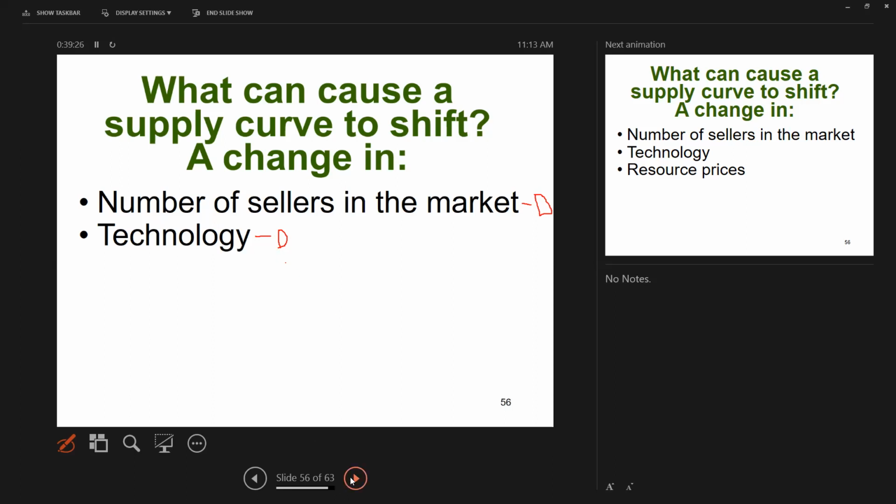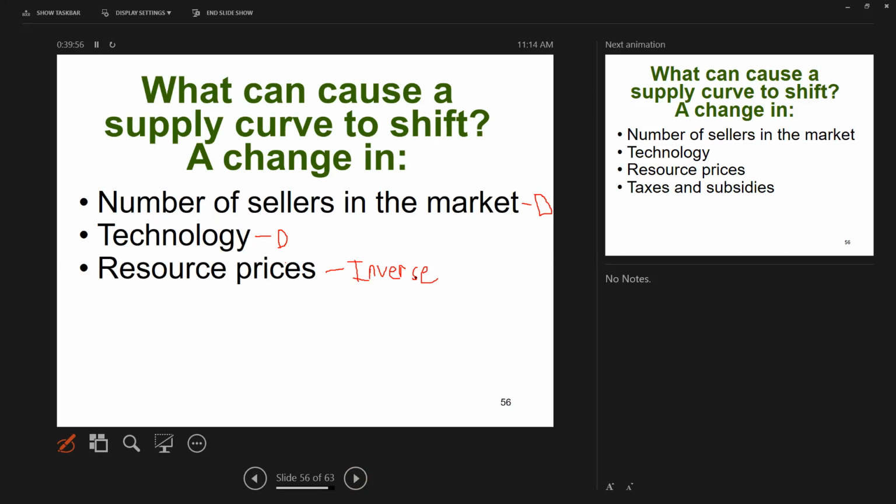The next thing we've got here are resource prices. Resource prices are inversely related to supply. And we all know this. Take an example, something you all know about, oil. Oil is a resource used to produce gasoline.